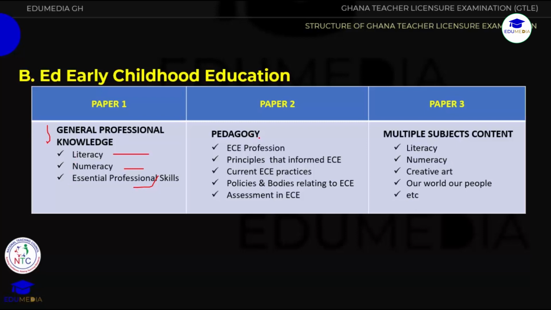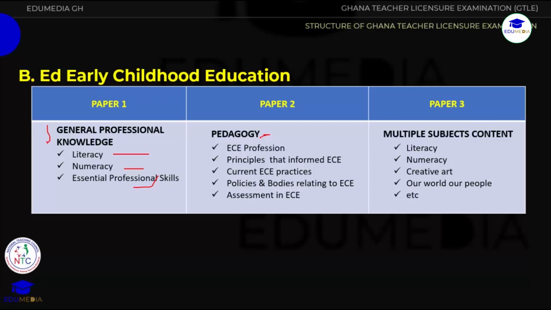So you're going to look at pedagogy, and under the pedagogy, you're going to look at the profession of early childhood education, the principles that inform early childhood education, as well as the personalities that brought about the early childhood education. So you look at personalities like Jean Piaget, Vygotsky, John Dewey. You look at Erik Erikson. You look at Gardner. All these personalities are people who brought about the early childhood principles and then practices. Then you're going to look at those areas.